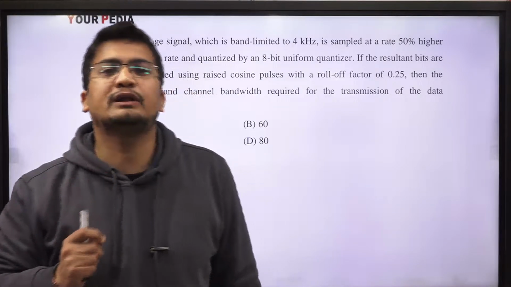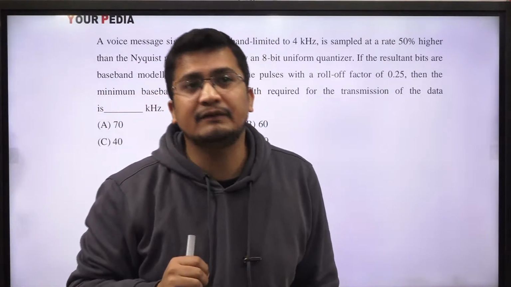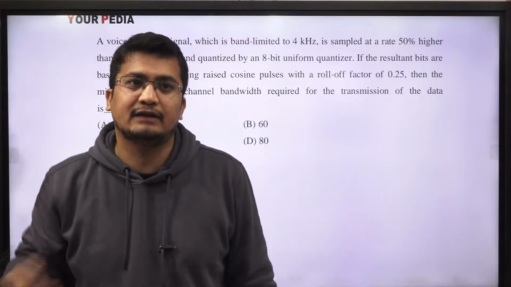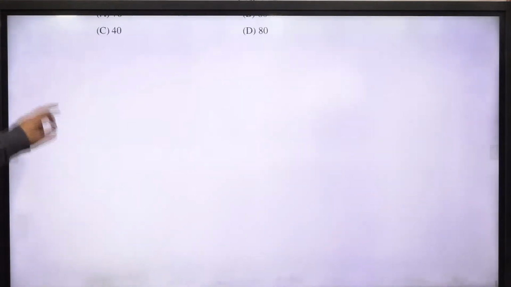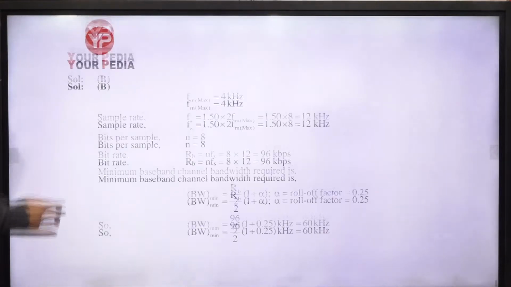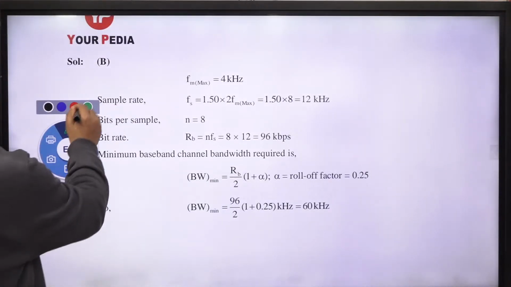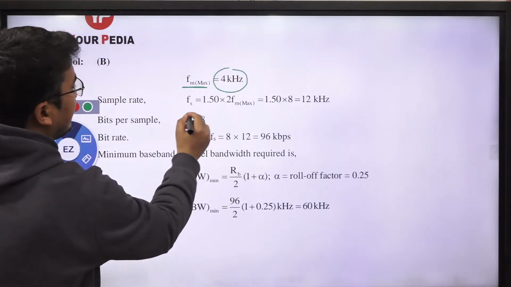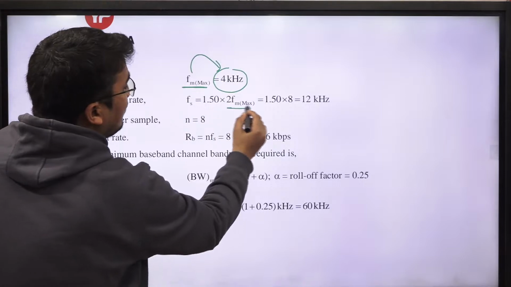So how to calculate the Rb: it will be the number of bits used per sample multiplied by the samples per second, that will be bits per second, right? So while solving this question, the answer will be for this, B. The B is 60 kilohertz. What I told you people, the maximum frequency is 4 kilohertz. The sampling is twice of fm.